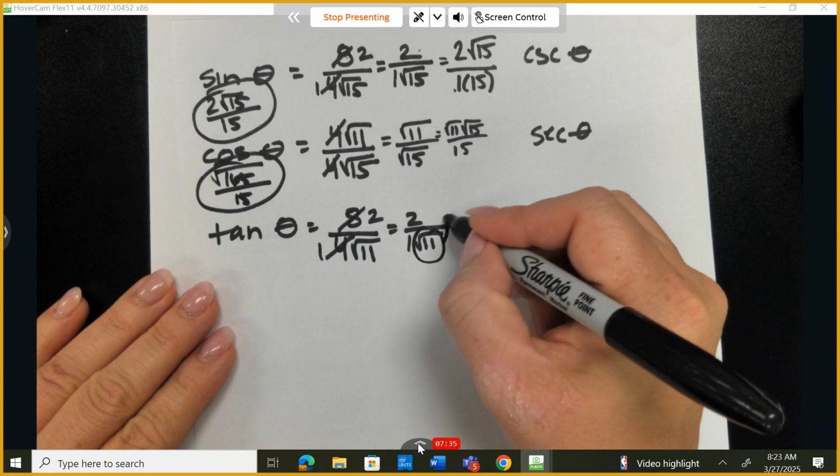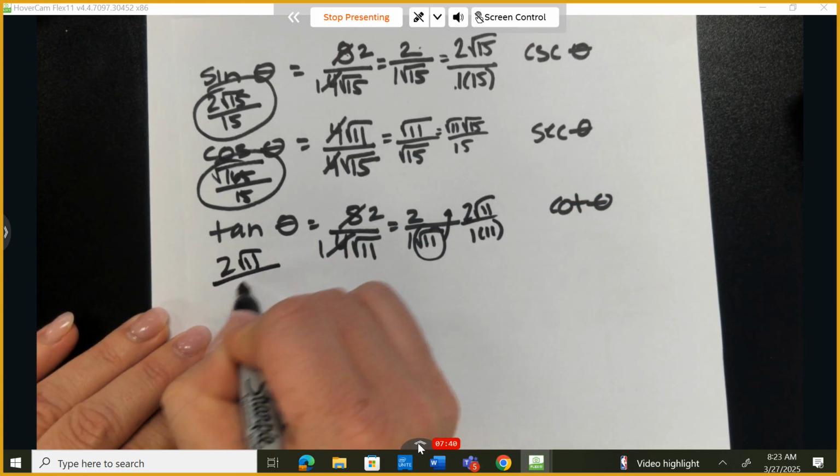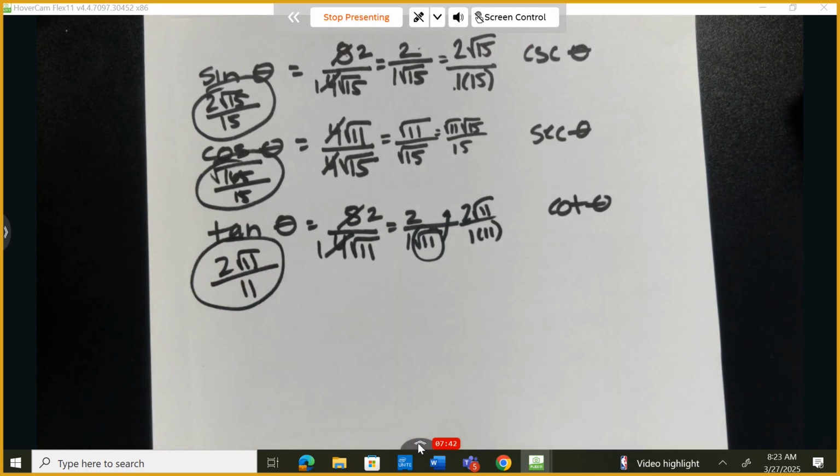So here we go. I have 11 times 15 is 165 over 15. Same thing here. I'm going to throw this 11 up top. 2 square roots of 11 over 1 times 11. So 2 square roots of 11 over 11. There is the sine, the cosine, and the tangent.